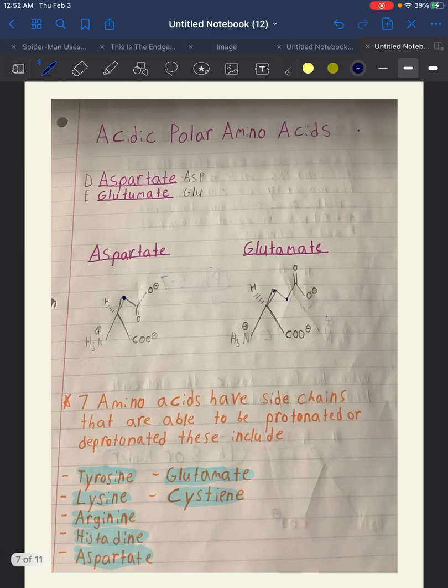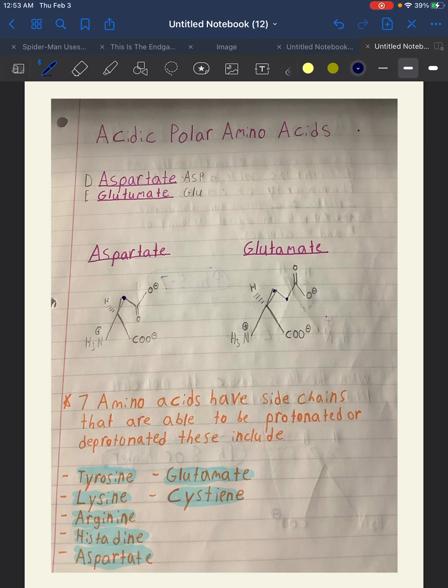But moving on, we are now on to our acidic polar amino acids. That's going to include aspartate and glutamate. Now, when they are in their acidic state, meaning they're protonated, it's going to be aspartic acid and glutamic acid. But when they are at neutral pH, of course, they are negatively charged. So aspartate is going to basically be the carboxylic acid that is deprotonated at neutral pH, and glutamate is going to be a carboxylic acid with an extra CH2 that is also deprotonated at neutral pH.